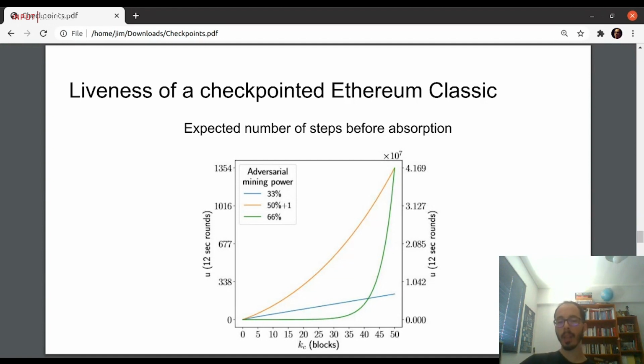So in that case, the middle one, the 50% plus one adversary, we have to wait for roughly 1354 rounds, which is kind of a lot to be sure that liveness is guaranteed. If the adversary has 66% of the power, then we go to a completely different scale. And this is why I actually had to use a different axis, because we have to wait much longer.